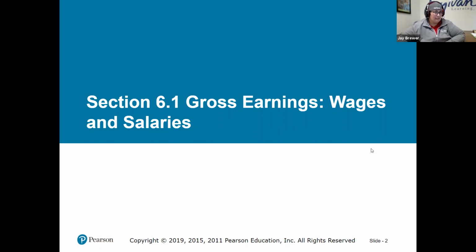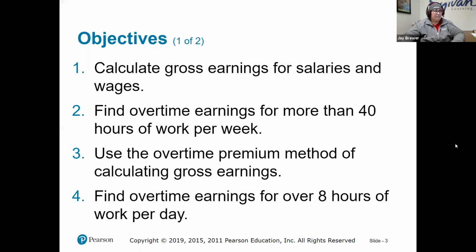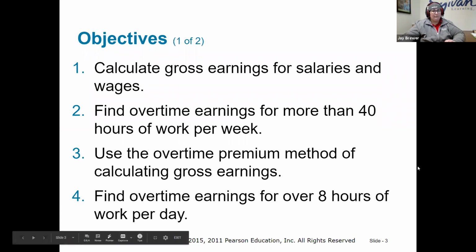So chapter 6 is basically anything and everything you can think of in terms of payroll. The first thing we're going to talk about in 6.1 is gross earnings, wages, and salaries. We're going to be able to calculate gross earnings for salaries and wages, find overtime earnings for more than 40 hours per week, use the overtime premium method of calculating gross earnings, and find overtime earnings for over 8 hours of work per day.